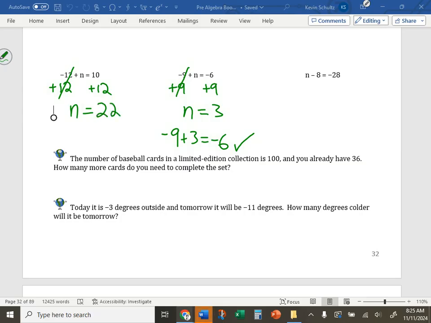Does this work? Is negative 12 plus 22 equal to 10? Yes, it is. It checks out. Right?